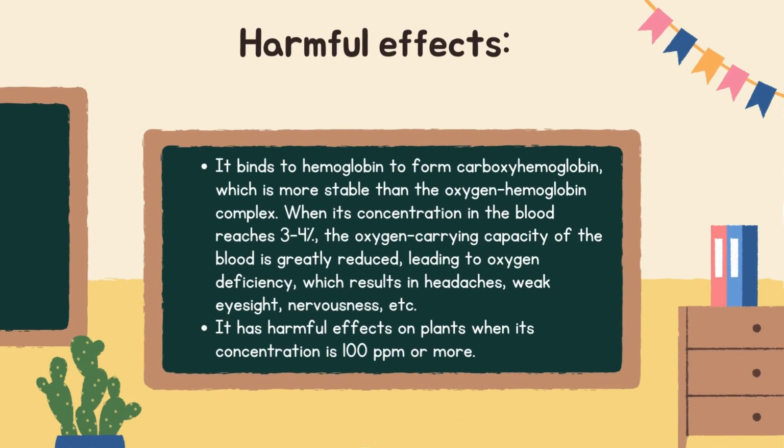Harmful effects. It binds to hemoglobin to form carboxyhemoglobin, which is more stable than the oxygen hemoglobin complex. When its concentration in the blood reaches 3 to 4%, the oxygen carrying capacity of the blood is greatly reduced, leading to oxygen deficiency, which results in headaches, weak eyesight, nervousness, etc. It has harmful effects on plants when its concentration is 100 ppm or more.